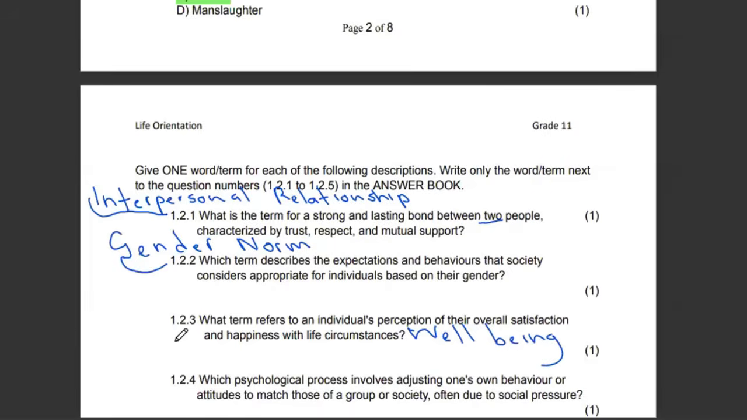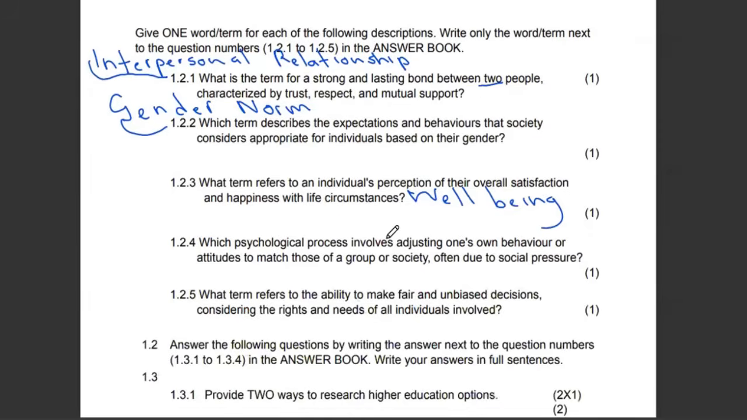Then 1.2.4, which psychological process involves adjusting one's own behavior or attitudes to match those of a group or a society, often due to social pressure? That kind of psychological process is known as conformity.